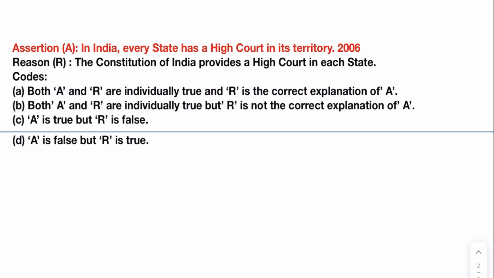Next, assertion reasoning asked in 2006. In India, every state has a High Court in its territory. Not true. The Constitution of India provides a High Court in each state. This is correct. Every state has a High Court but not necessarily in its territory. Focus on the word. So answer will be A is false but R is true.